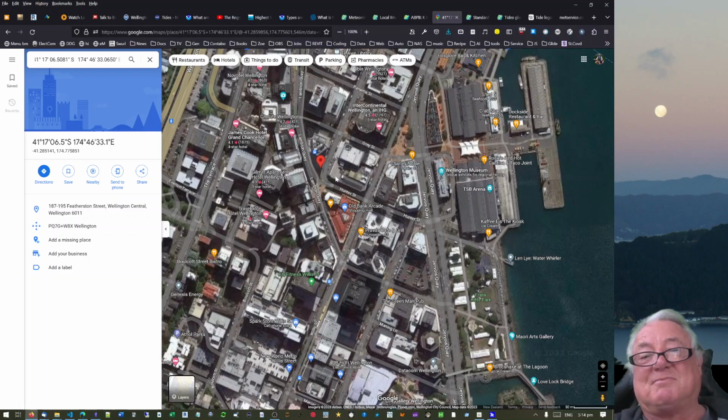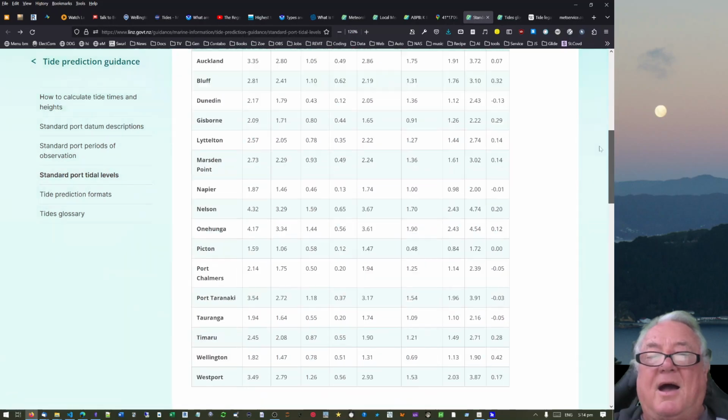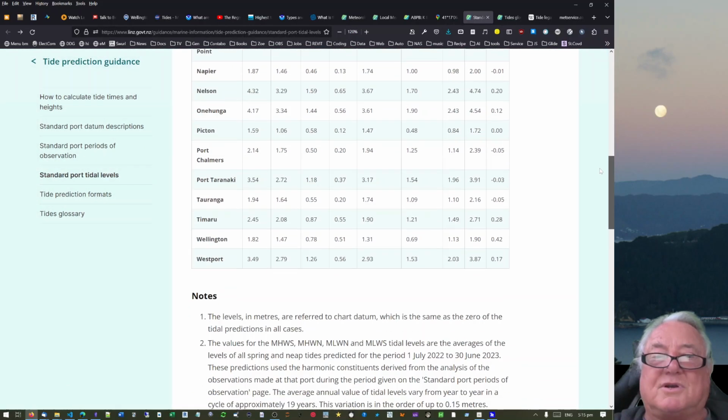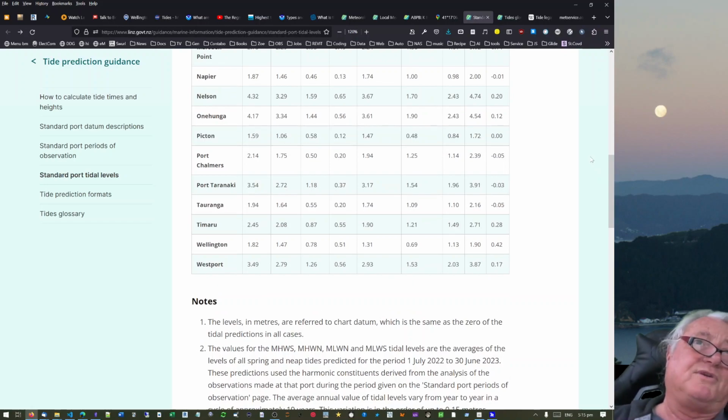But the thing that amuses me is there are bloody great big buildings in the way, so you can't even see where the tide is from that. But that's where it is at this point in time. So I thought that was quite interesting. So in all of the standard port tide tables, ports are quite important, I suppose, from that point of view.